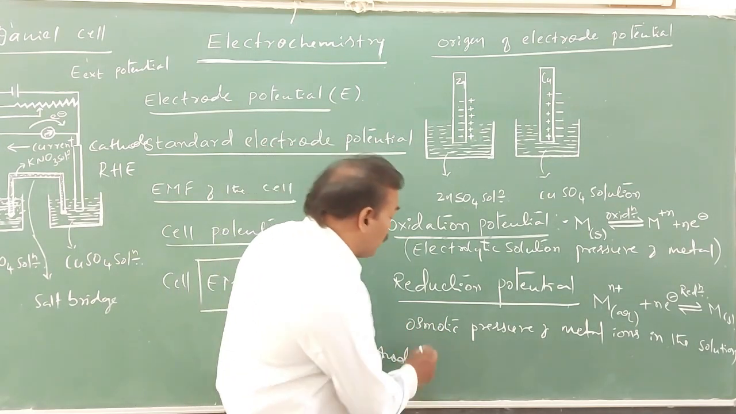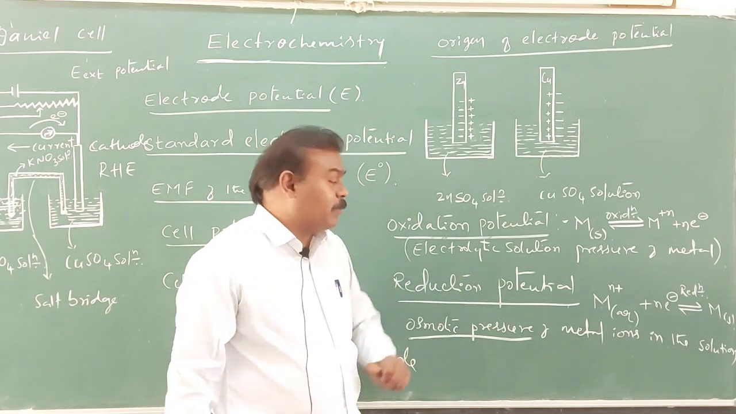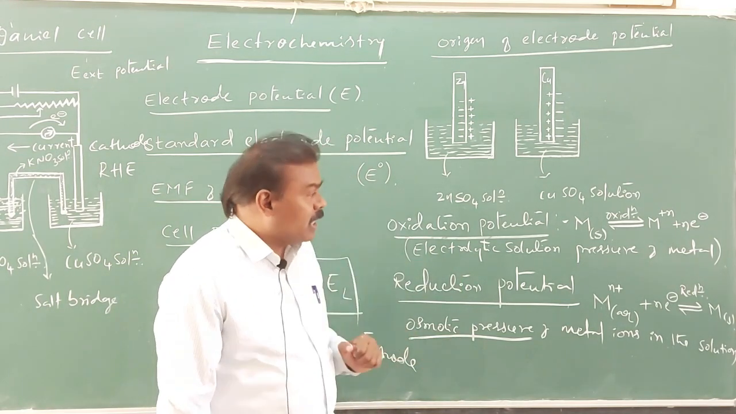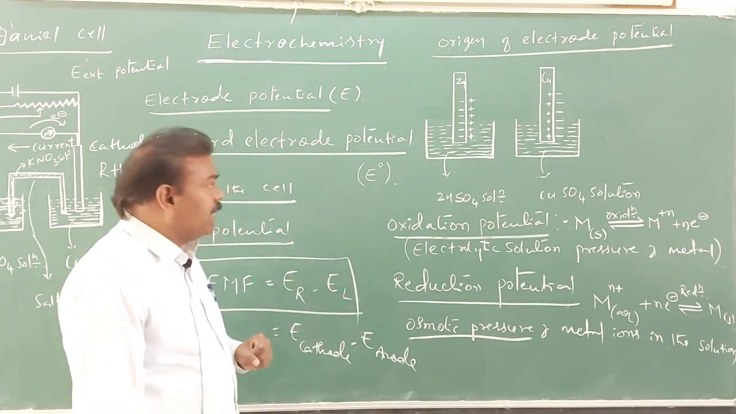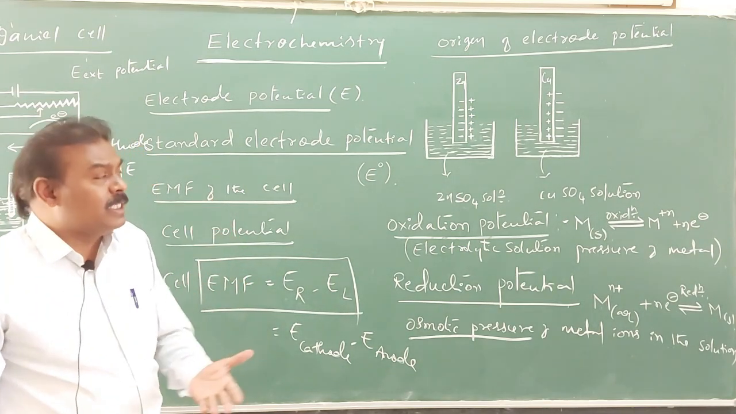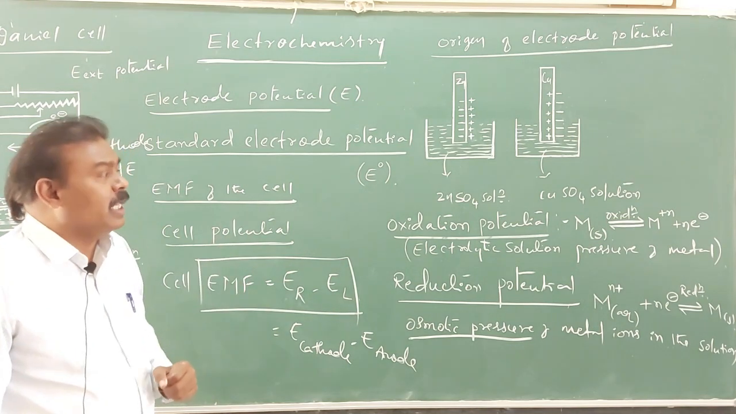Here this osmotic pressure is different from the osmotic pressure in the colligative property. You don't compare the osmotic pressure of the metal ions in the solution with the osmotic pressure in the colligative property. This is about the concept of electrode potential and how it is developed; based on the origin of electrode potential, we can understand it clearly.